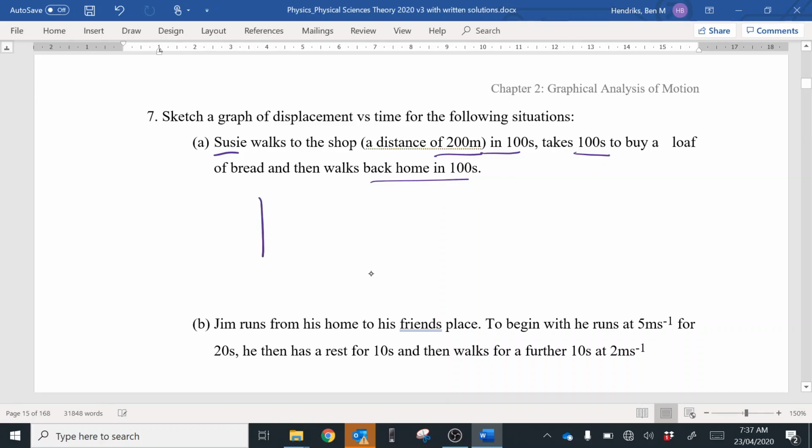So we have our position here in metres and our time in seconds. And we're going to need points at 100 seconds, 200 seconds, and 300 seconds. Up here, we'll have 200 metres. So we have our first point there. Just try and draw as straight as I can. So at 100 seconds, we've gone a distance of 200 metres, so our displacement is also 200 metres away from our house, so that's where the shop is.